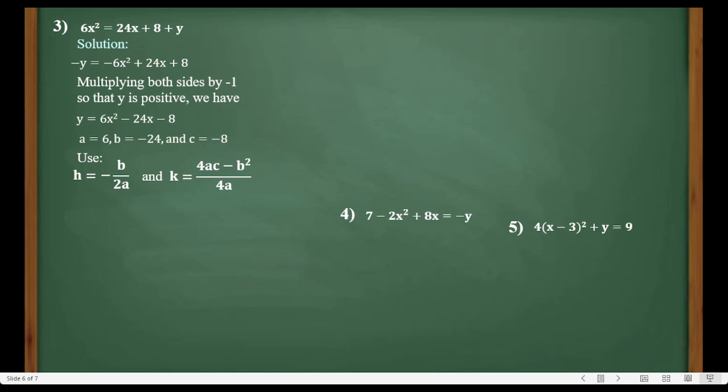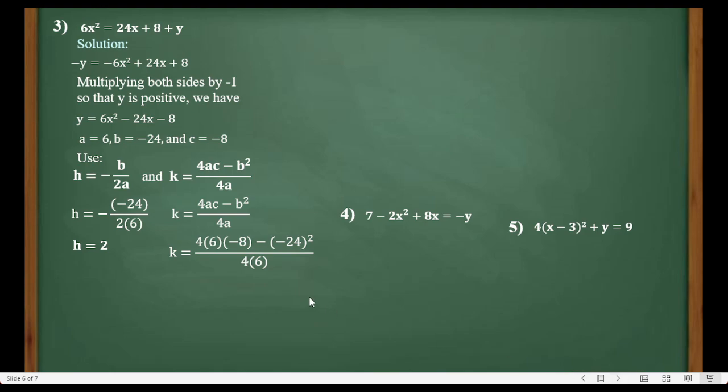Now, to compute for h, substitute the value of b and a. Then simplifying this result, h is 2. Now, for k, of course, substitute the value of a, c, and b. And then simplify the resulting expression on this side. So now, this is the resulting expression. In order to simplify this, again, we follow the PEMDAS rule or the GEMDAS rule. And the result is that k is what? Negative 32.